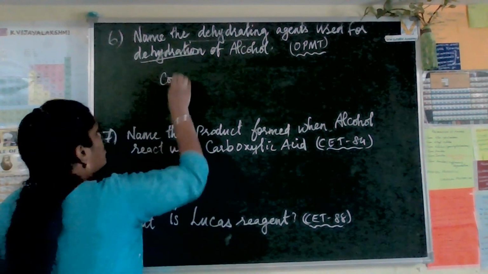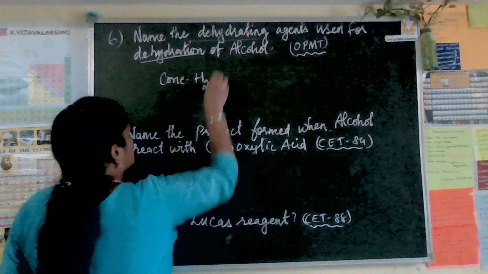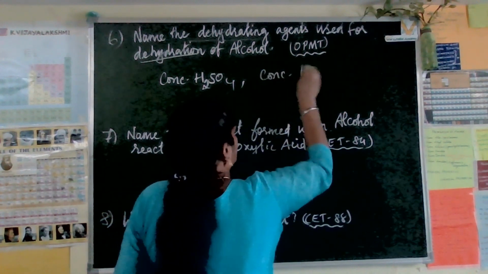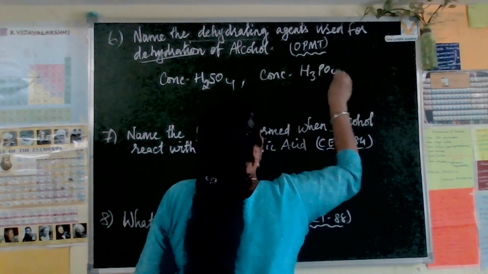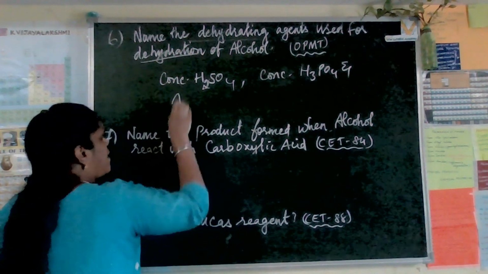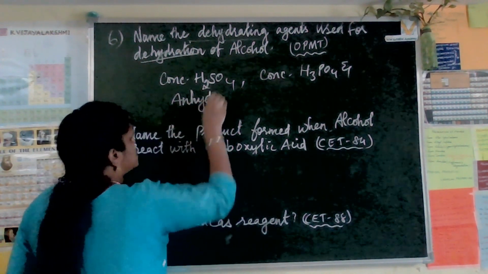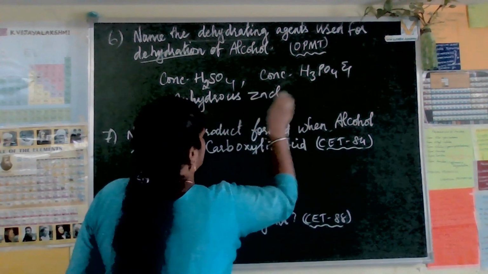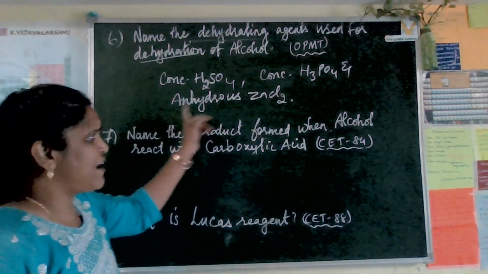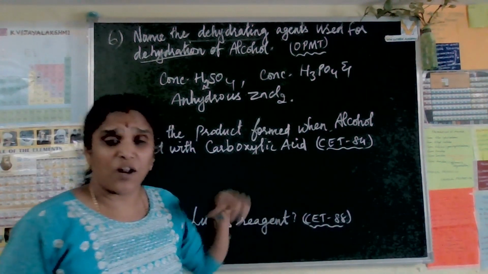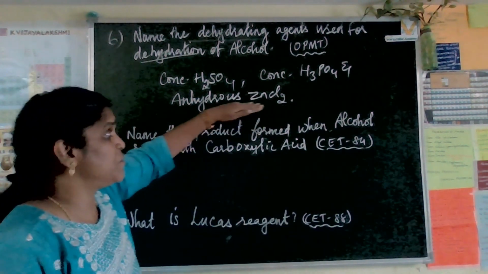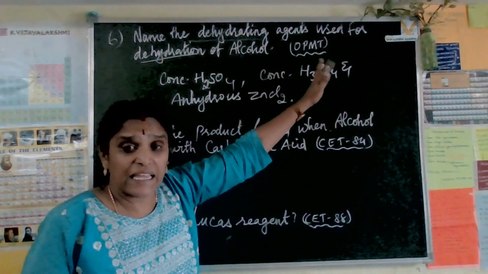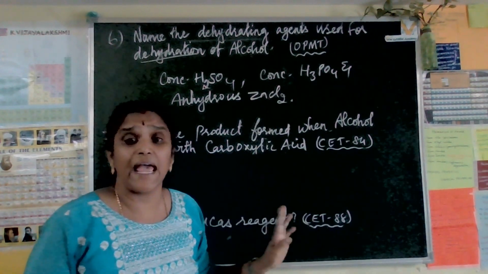It is concentrated H2SO4, that is sulfuric acid, concentrated orthophosphoric acid H3PO4, and the next one, anhydrous zinc chloride. These are the important ones. As I mentioned, you should say anhydrous zinc chloride because it helps to remove that water. Dehydration of alcohol converts it to alkene, that is the product, and it's very, very important.